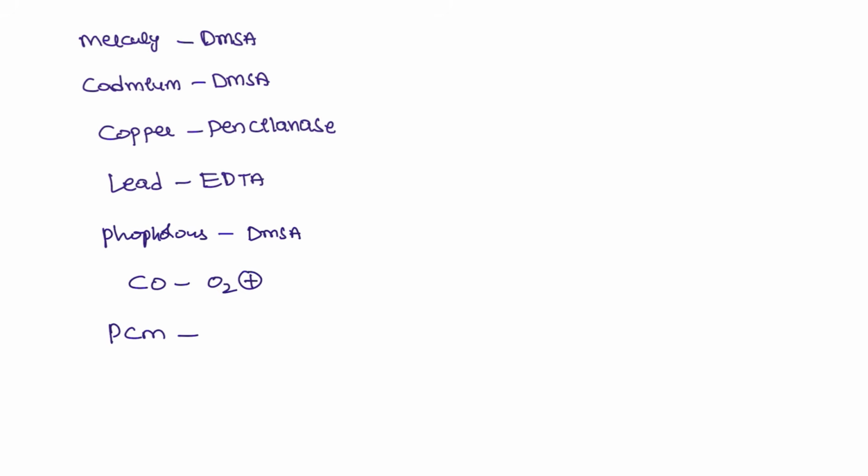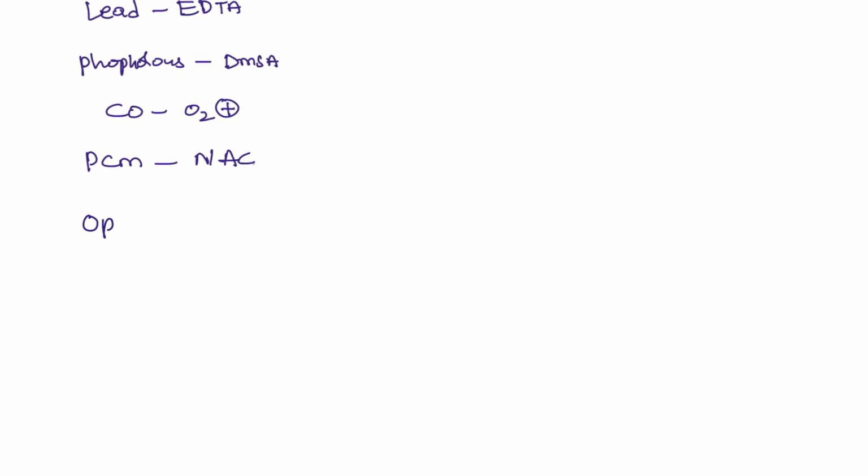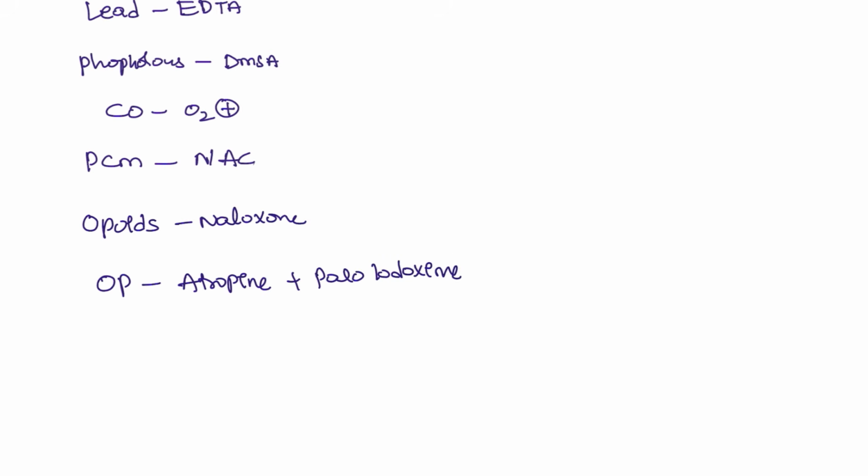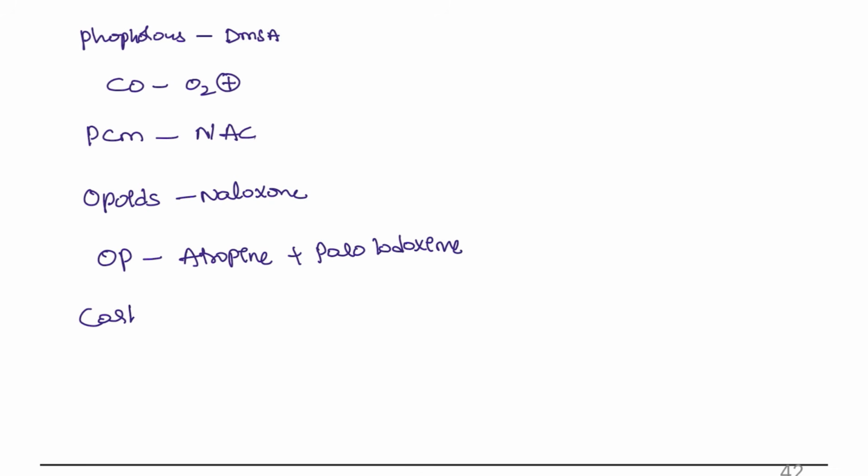Paracetamol: N-acetylcysteine is the best drug. Opioids are given naloxone. OP poisoning is given atropine plus pralidoxime. But carbamate poisoning is the same as OP poisoning, but atropine is enough for this patient.